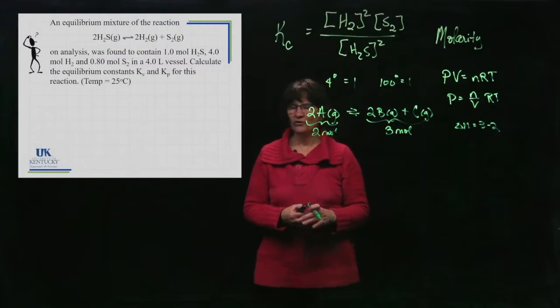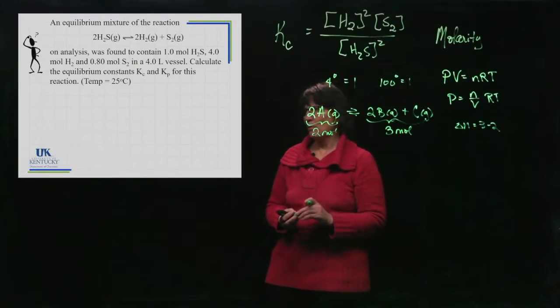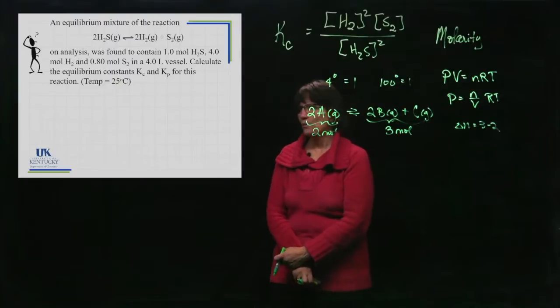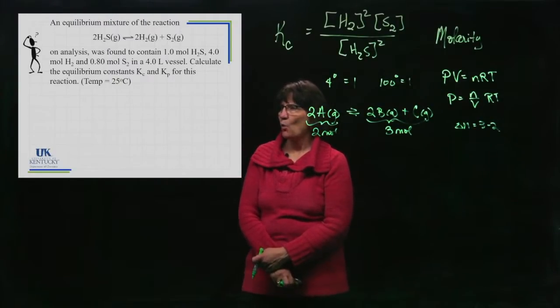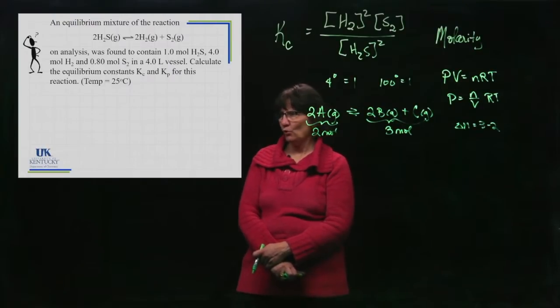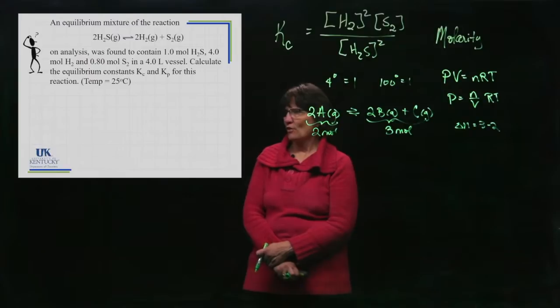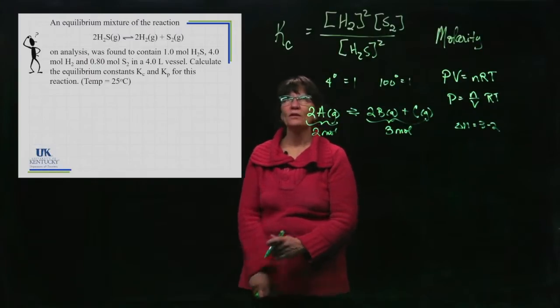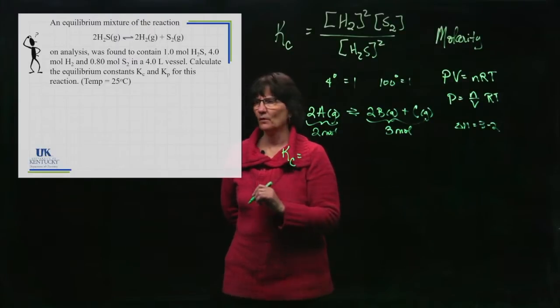So let's do some problems. Let's do some example problems. In this problem, we're going to determine the equilibrium constants Kc and Kp. What are they giving me there? They're giving me moles of each substance, and they're giving me the volume of the vessel. They're also giving me the temperature. So let's start with doing Kc.